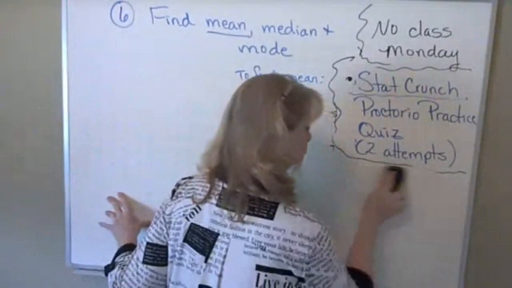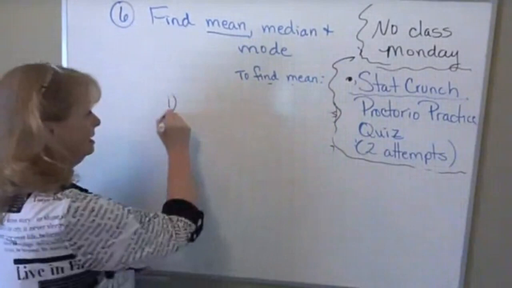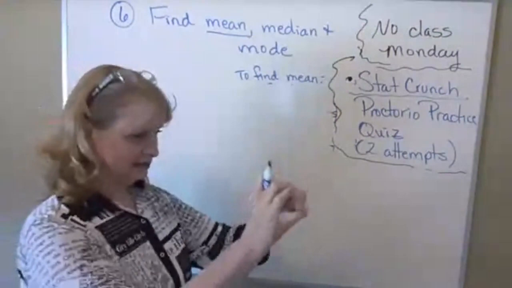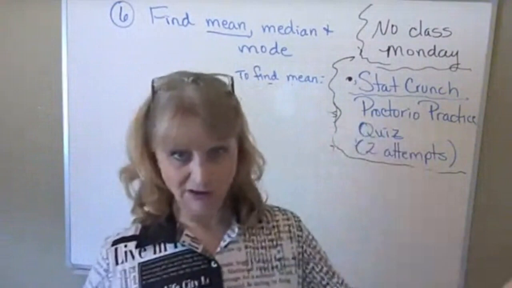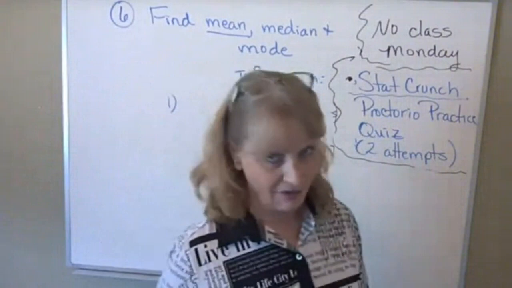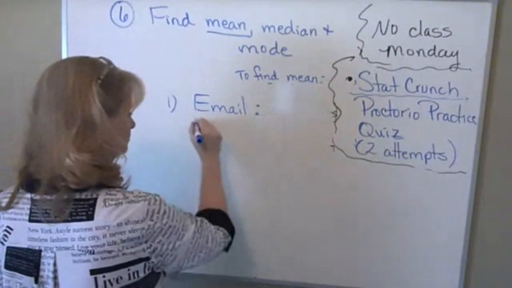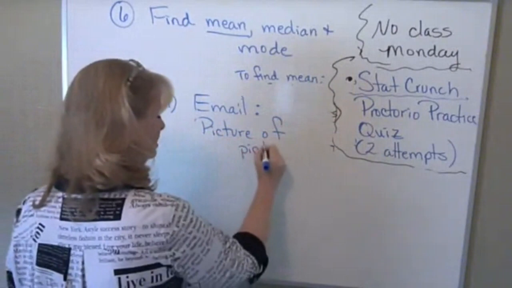One of the things you need to do is everybody needs to send me a picture of a picture ID. This can be a driver's license. I don't need to know your driver's license number. I just need it to have your name and a picture. It could be another kind of picture ID. It doesn't have to be a driver's license. You're going to send this to me by email.